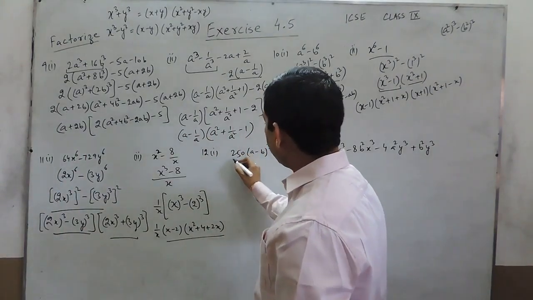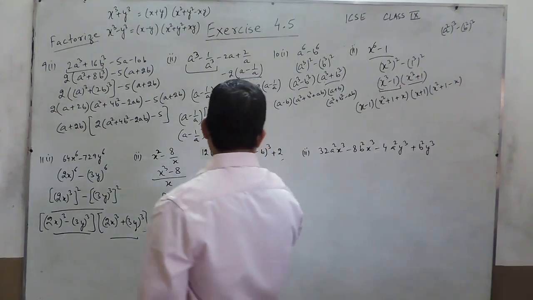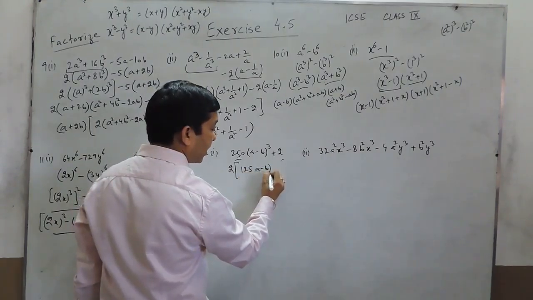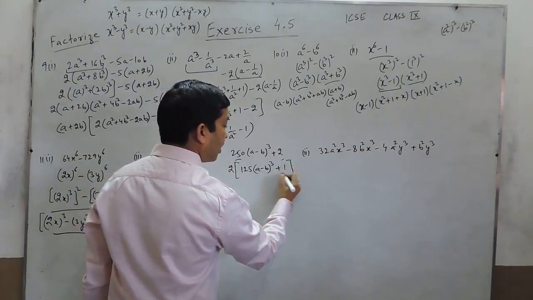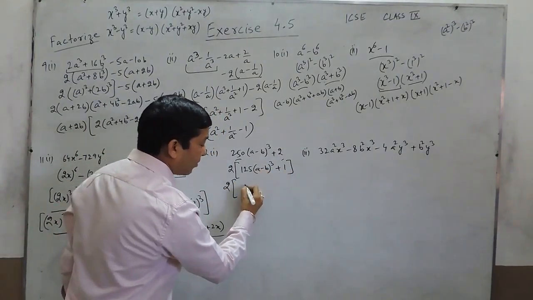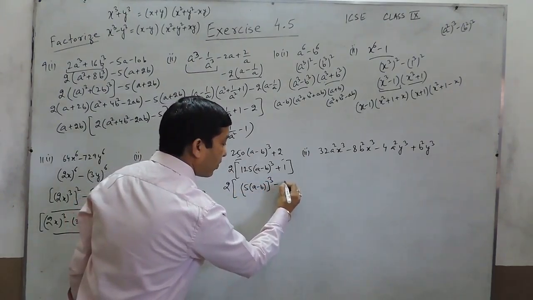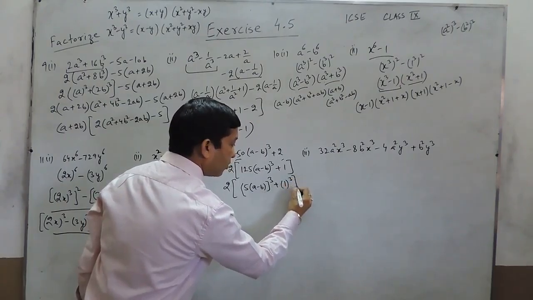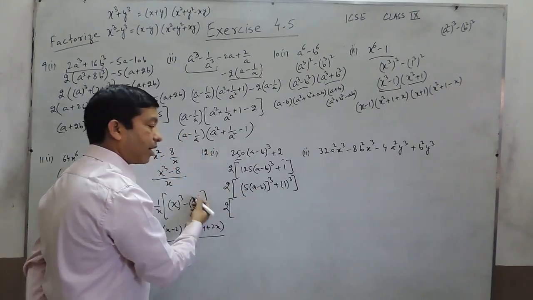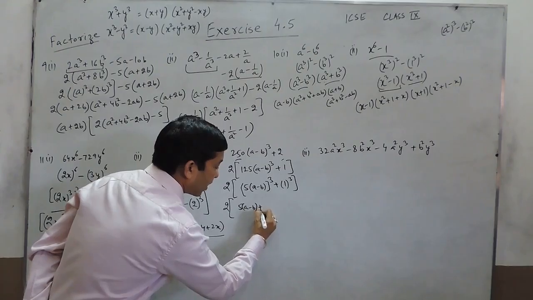If we look at this question, 250 is not a perfect cube, 2 is also not a perfect cube, so we can take 2 common. It comes out to be 2 times (125(a minus b)^3 plus 1). Now these have been converted to perfect cubes. So this can be written as (5(a minus b))^3 plus 1 cube. Again, if we use the same identity, 2 will remain common, and (5a minus 5b plus 1).